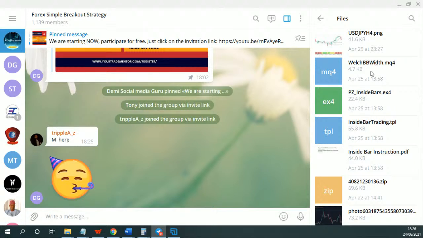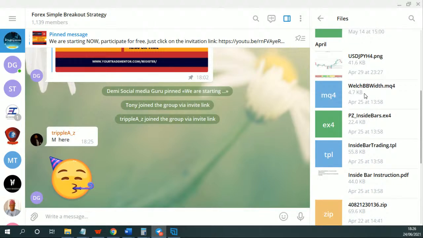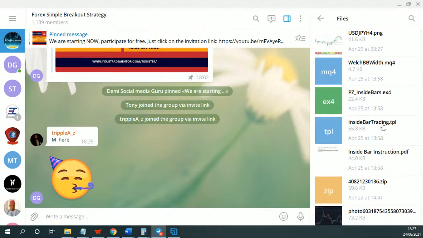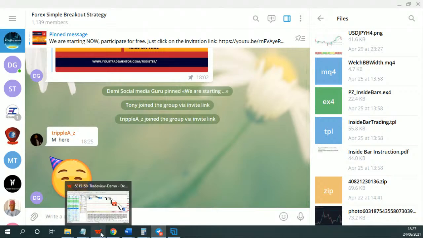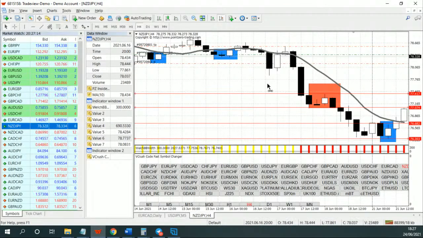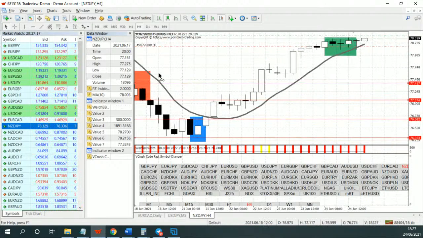If you want to download the indicators, you have to download these three. That's the BB width, and this is the inside bar to identify the inside bar. Of course you have the moving average with MT4, so you don't need me to give you that. If you want the template, you can download this as well, and you can apply the template directly. So that is an example there.